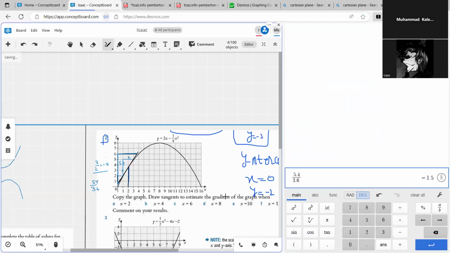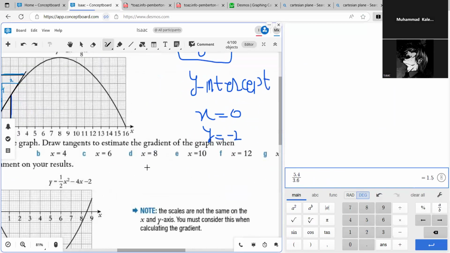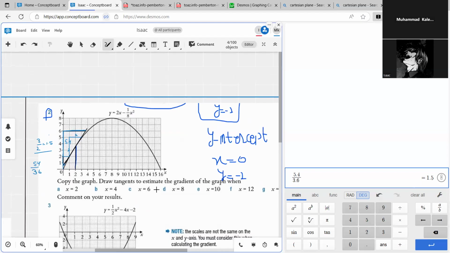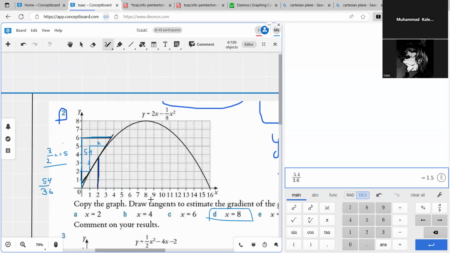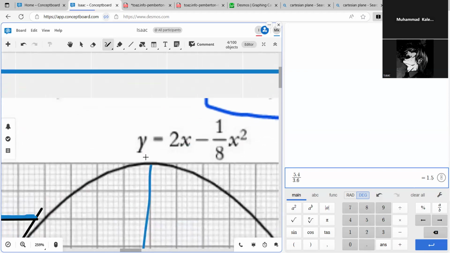Similarly, you have to practice one question. You just have to find out the gradient at the point where you want to find the gradient. Okay, gradient at 8. This one is going to be interesting. When x is 8, x is 8 here. So at this point, you have to find the gradient. We have to draw a line which cuts this point. This is the line, right? So how much rise over run do we have here?